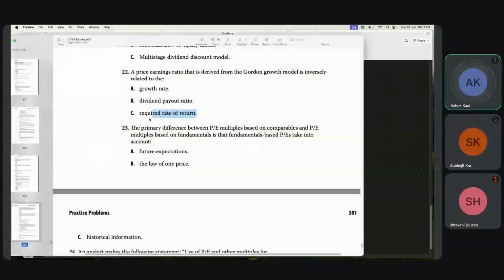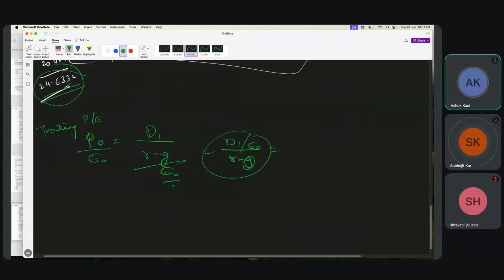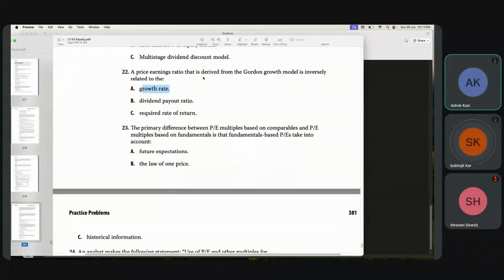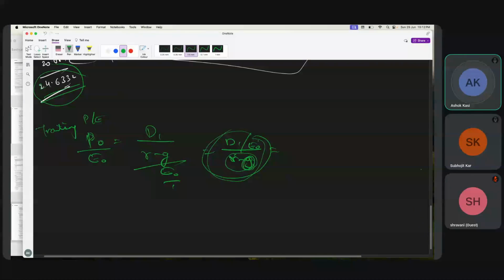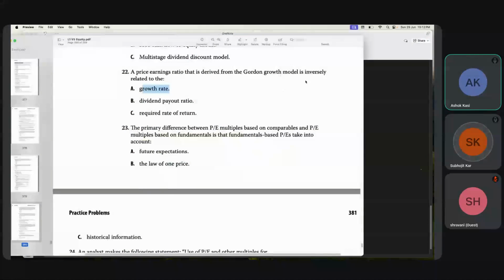First of all, growth rate. If growth rate is increasing, what will happen? This R minus G will decrease. If that is decreasing, then the overall answer will increase. That means if growth rate is increasing, the overall P ratio is also increasing. But they said inversely related, so that will not be the answer.